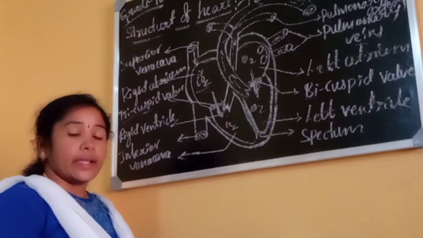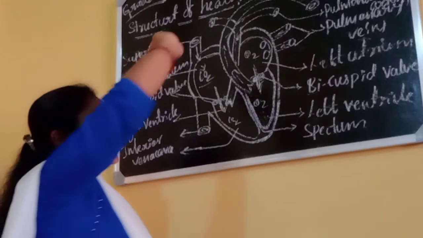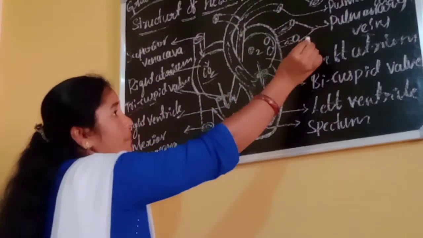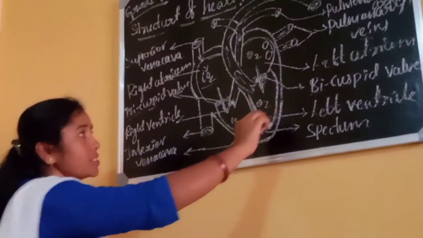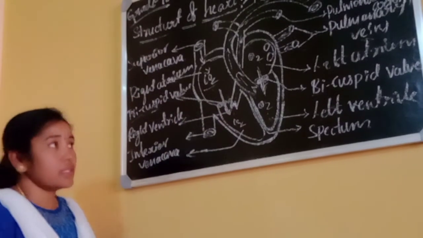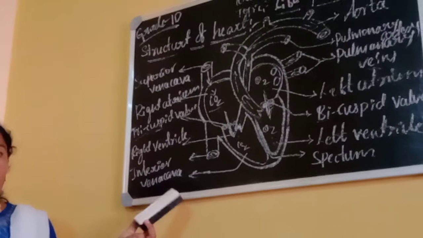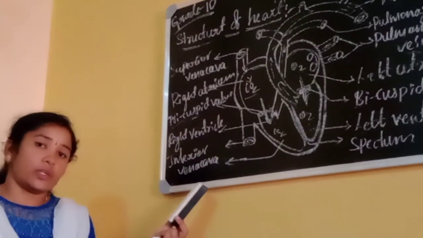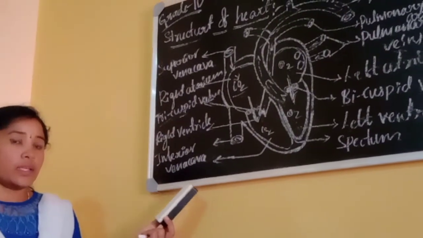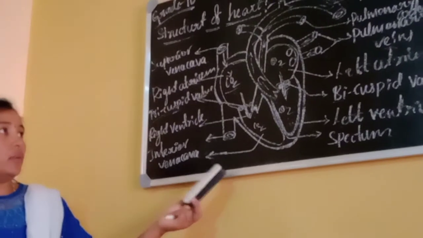From the lungs, the oxygenated blood again reaches the pulmonary veins. Like this the process takes place. These are the steps of the process of blood flow from the heart to other parts of the body. Dear students, do you understand? Once again I will say.